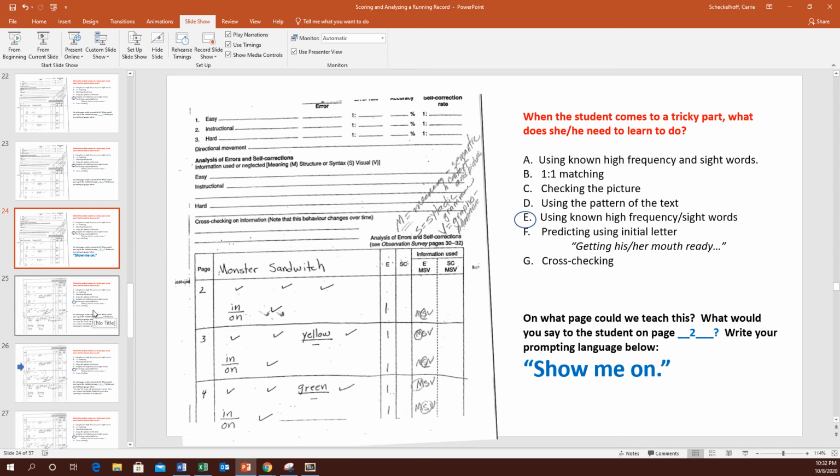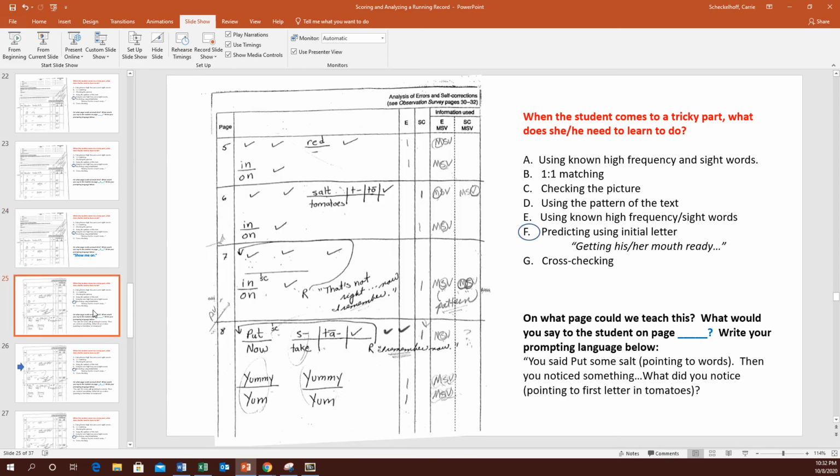But that's also not the only thing Jonathan needs to work on. He really does need to work on this idea of using the first letter to help him predict the text, getting his mouth ready. I think to help him with that, I might go to page 6, because it's a place where we see him actually doing it. And I could say, you said, put some salt, pointing to the pages in the book. You said, put some salt. And then you noticed something. What did you notice? And I would say that, pointing to that first letter. So this is a way to bring the child's attention to the things that they need to learn.